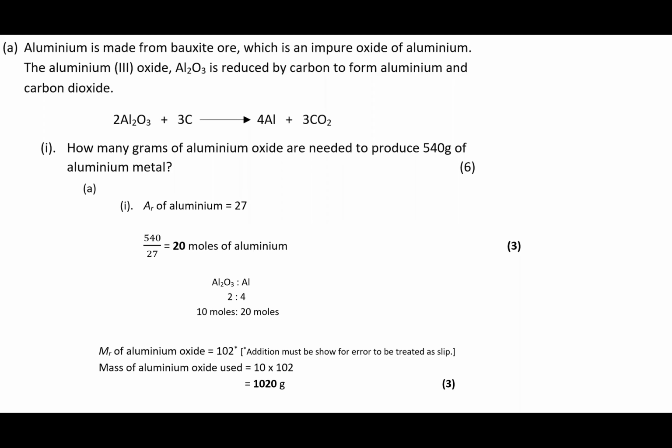So then the relative molecular mass of aluminium oxide is 102, and here your addition must be shown for an error to be treated as a slip, which would just mean a loss of 1 mark. So the mass of aluminium oxide used is 10 by 102, which is 1020 grams.